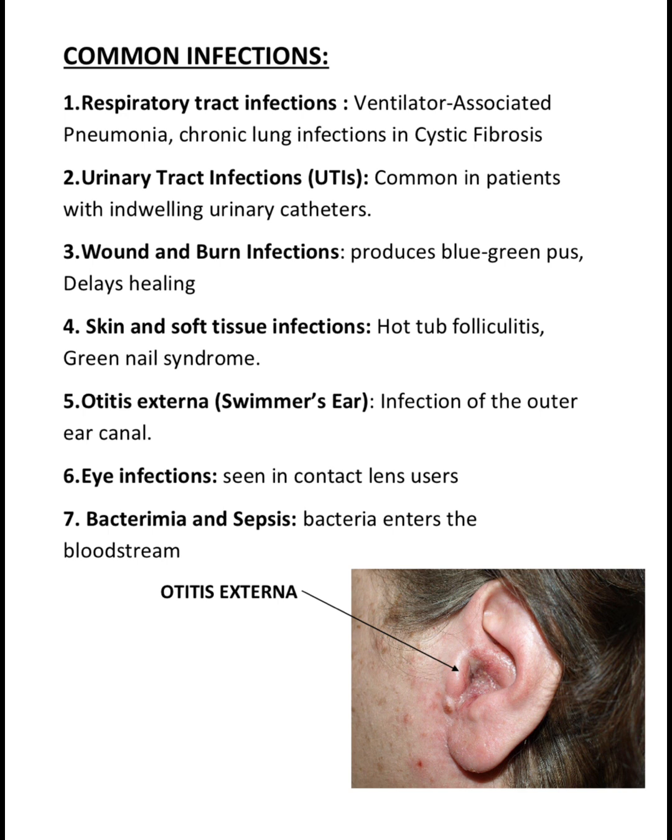In case of cystic fibrosis, the bacteria form biofilms in the lungs. It causes chronic inflammation and progressive lung damage. It is hard to treat due to antibiotic resistance. Urinary tract infections are common in patients with indwelling urinary catheters. The bacteria ascend through the catheters to infect the bladder or kidneys. It causes symptoms like burning urination, fever, and lower abdominal pain.